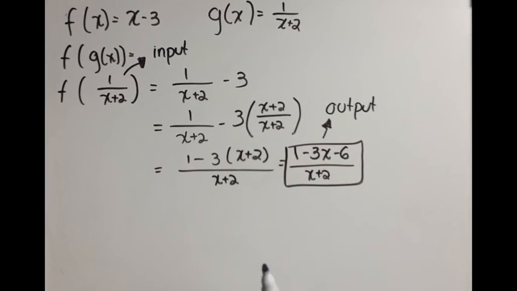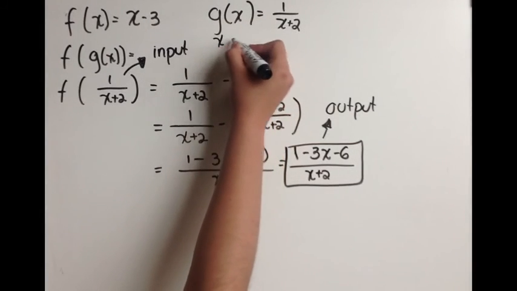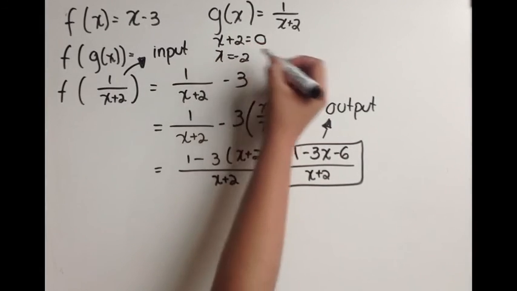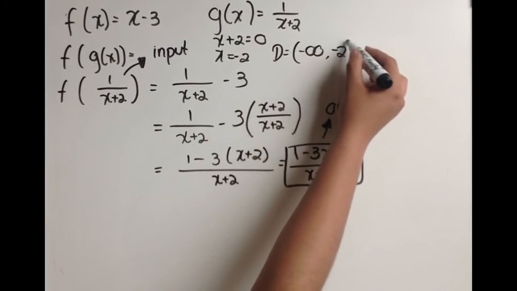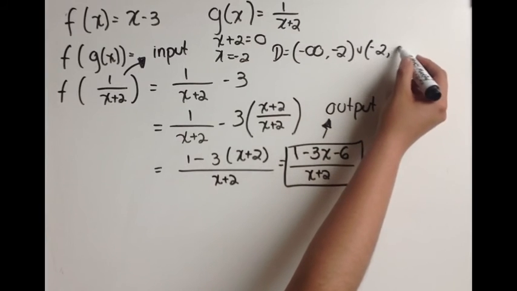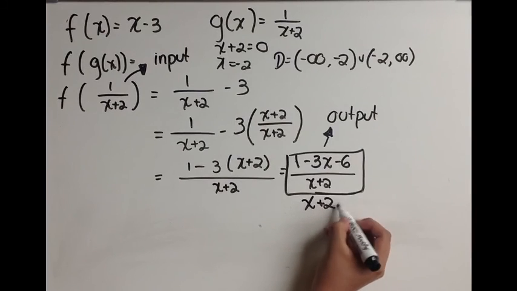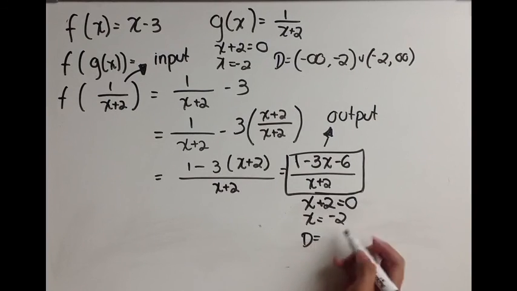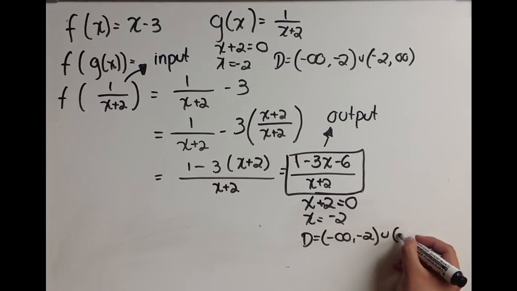Now, to get the final domain, we need to make the intersection of both domains. So to get the domain of the input, we need to get the value of x. So we make x plus 2 equal to 0, x is equal to minus 2. So the domain will be minus infinity to minus 2, union, minus 2 to plus infinity. And we will do the same in the output. x plus 2 is equal to 0, x is equal to minus 2, so the domain will be minus infinity to minus 2, union, minus 2 to plus infinity.